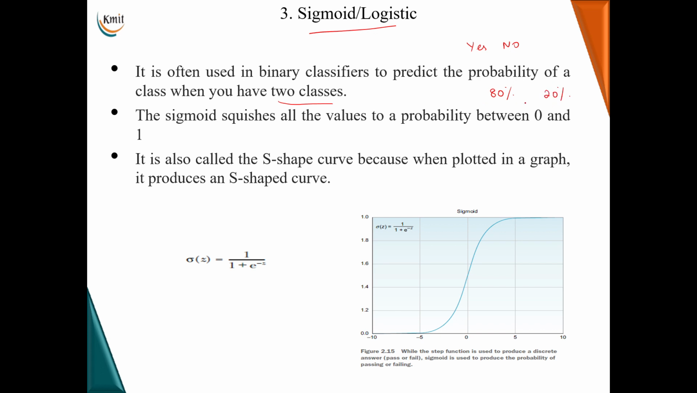Such probabilities of two classes can be computed using the sigmoid activation function, and its probabilities range between 0 and 1. It is called an S-shaped curve because the equation for the sigmoid function is 1 by 1 plus e power minus z, and this is the graph for the sigmoid function, 1 by 1 plus e power minus z. The graph is in the form of an S shape, hence you call it an S-shaped curve.